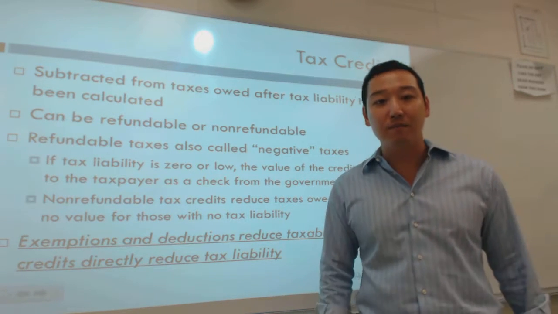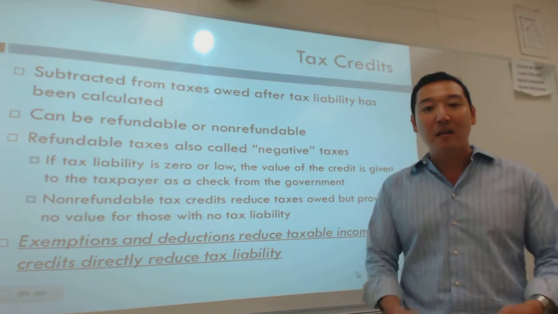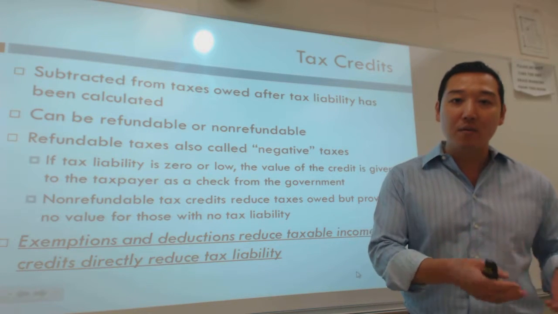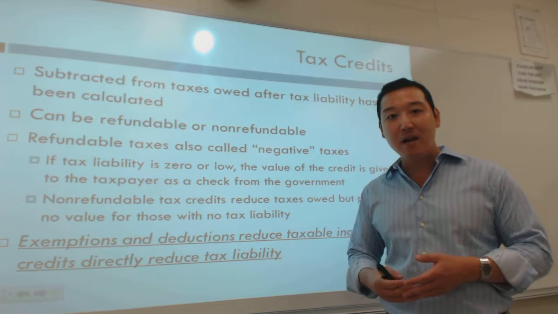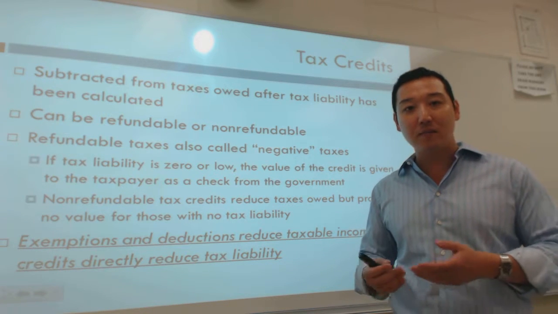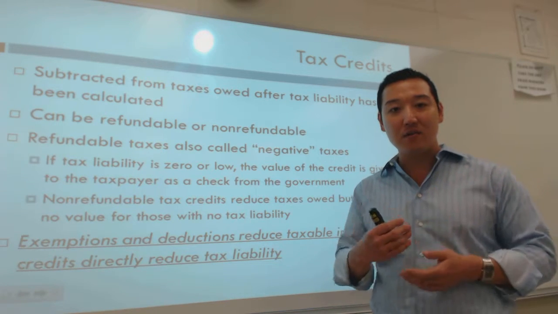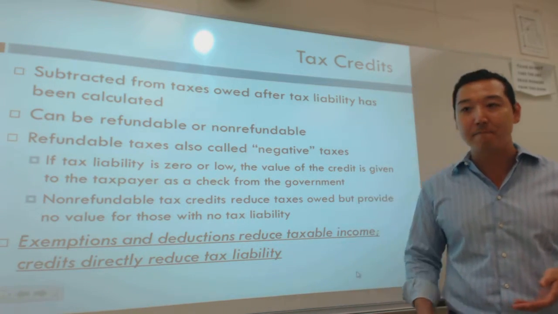So taken as a whole, you have exemptions and deductions that reduce the amount of taxable income, the amount of income, in other words, that the government will count when calculating your taxes. And then you have tax credits, which are applied to your tax liability, right? Once the government figures the amount of taxes you owe, that's when the tax credit kicks in, okay?